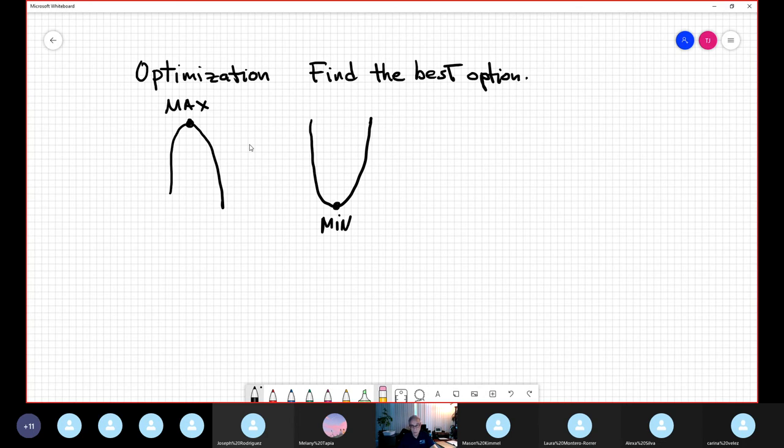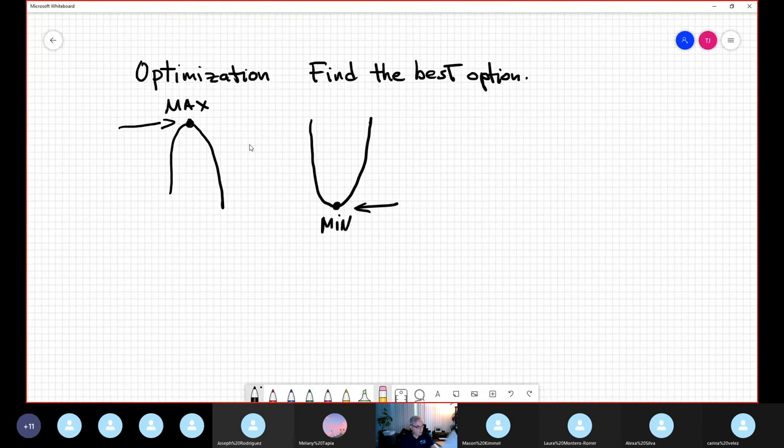Suppose in one problem of economics or finance we are talking about money. I need to maximize my money. This is the maximum. Or cost, because I need to minimize the cost of production and manufacturing. This is now a minimum. This is the idea for optimization.